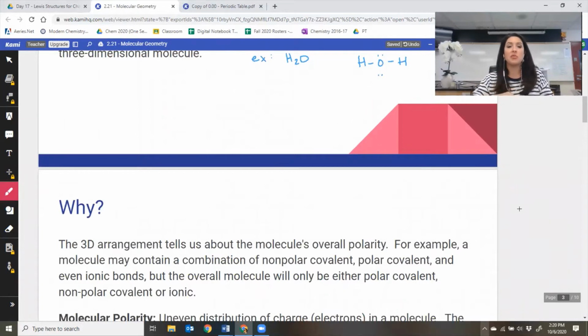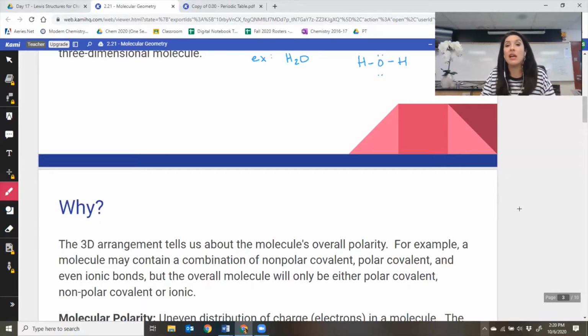As I was saying before, this three-dimensional arrangement tells us a little bit about a molecule's overall polarity. And we learned last time about bond dipoles, the idea that atoms and therefore molecules have areas of greater electron density around them that makes something polar, or maybe they have equal sharing of electrons and so their electron density is equal throughout. In both of those cases, those molecules will behave differently in comparison to other molecules. So for example, we can have a molecule that has a combination of nonpolar covalent bonds, polar covalent bonds, and even some ionic bonds, but the overall molecule could be polar covalent or nonpolar covalent or even ionic.